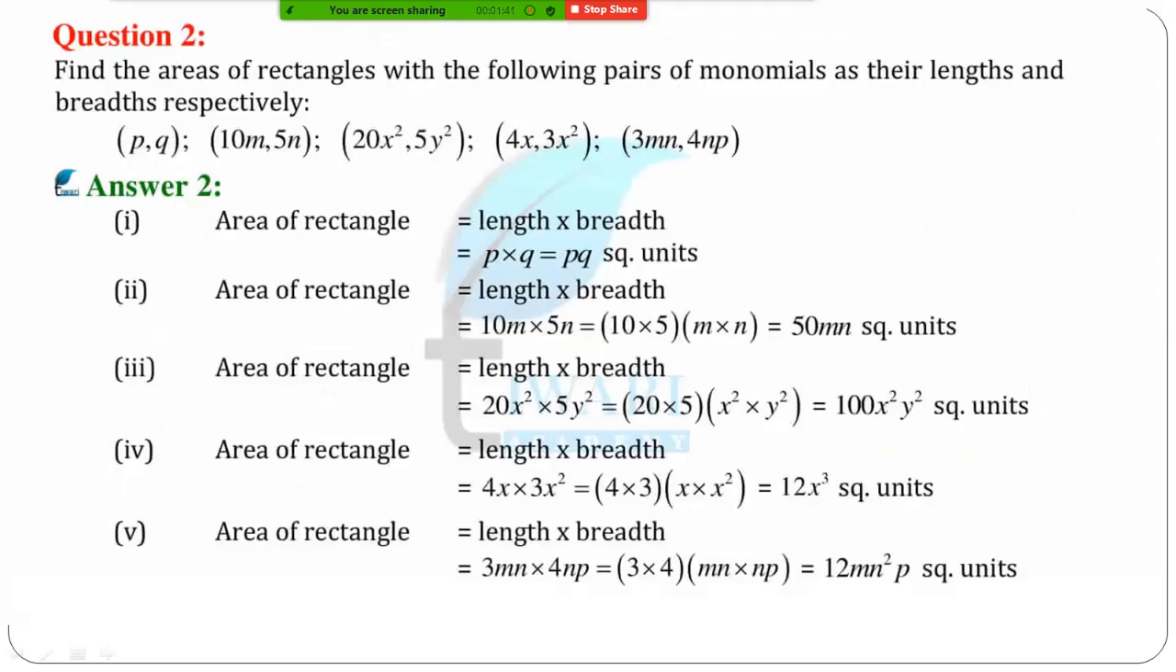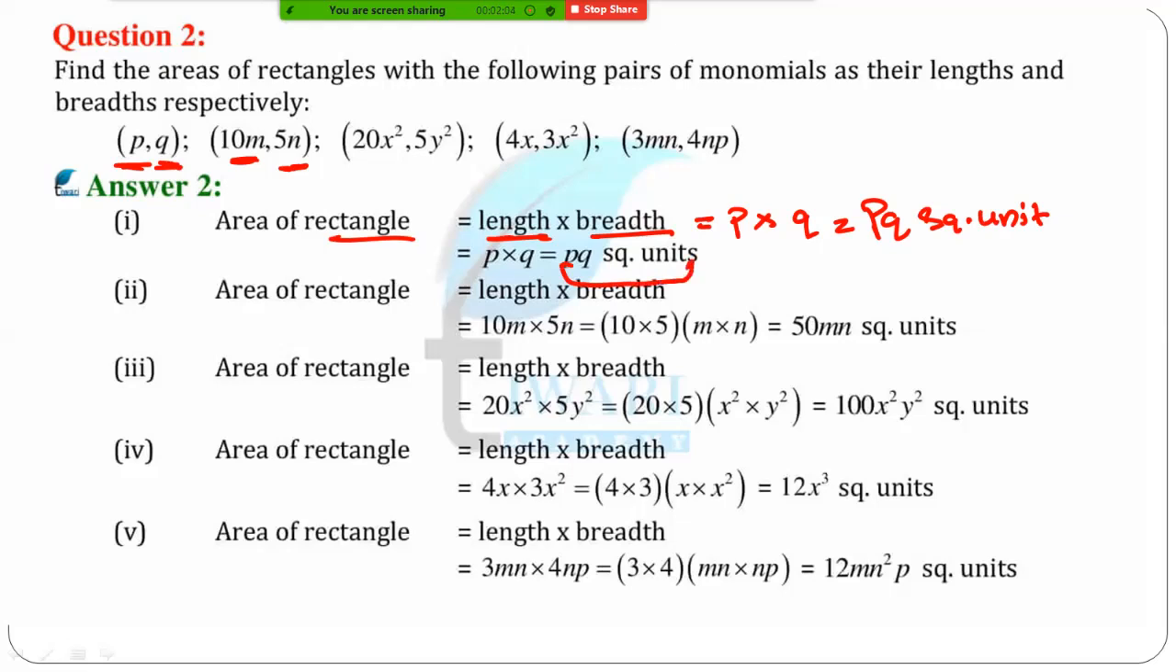Next is: find the area of a rectangle with the following pairs of monomials as length and breadth. So one term is given as length and the other term is given as breadth. We know that the area of a rectangle is equal to length into breadth. So here the length is p and the breadth is q. So the answer is pq square units.